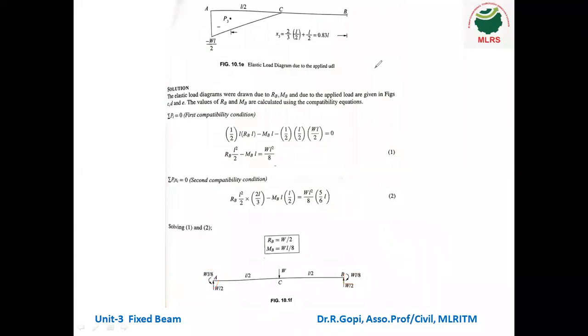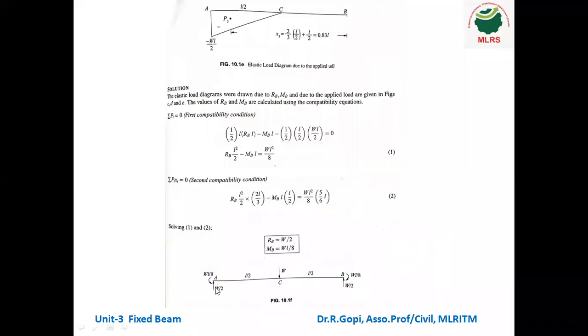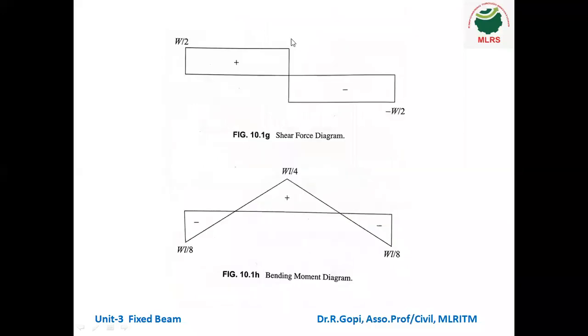Okay. So from this, draw the shear force diagram. You can see what is the reaction, W by 2. You can see here left reaction W by 2, right reaction W by 2. So here W by 2 at this point. At middle point, one W load is acting. So W by 2 minus W, we get minus W by 2. So this is the shear force diagram.